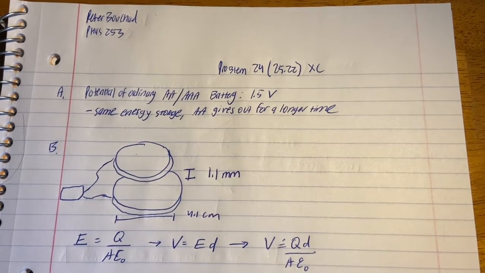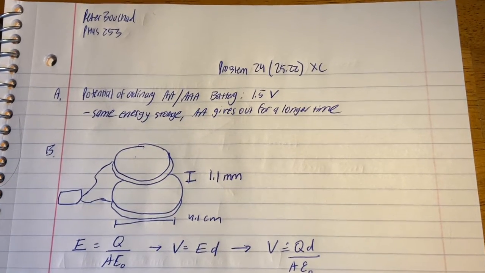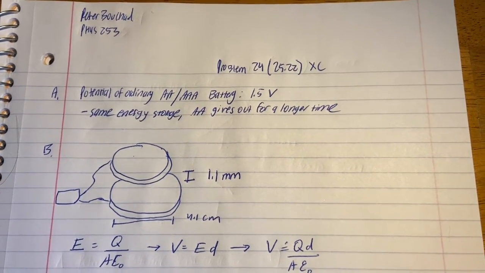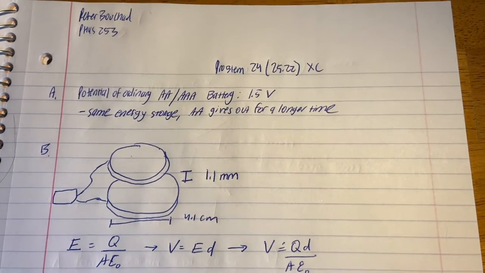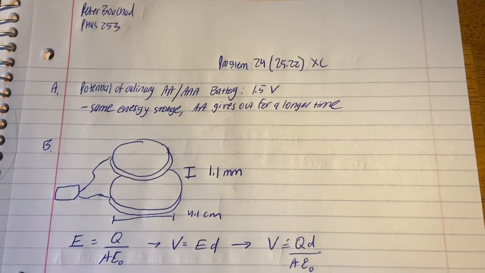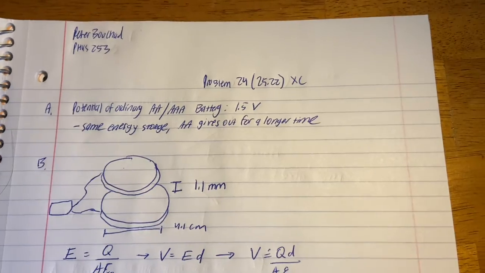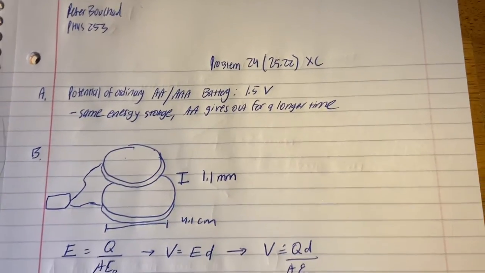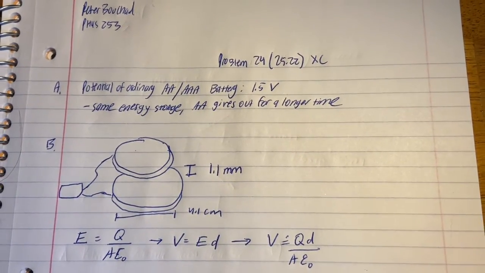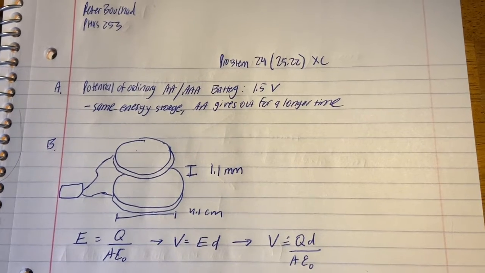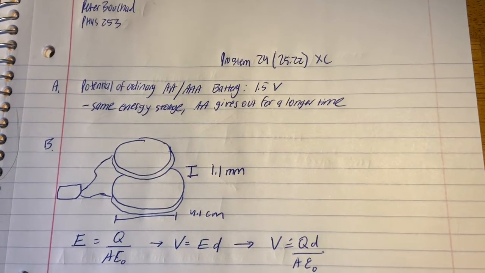What we will be dealing with here, as a preface, is that we are trying to find the potential of an ordinary AA or AAA battery. And the question says, if you're not sure, find out and look at the label. So that will be part A.